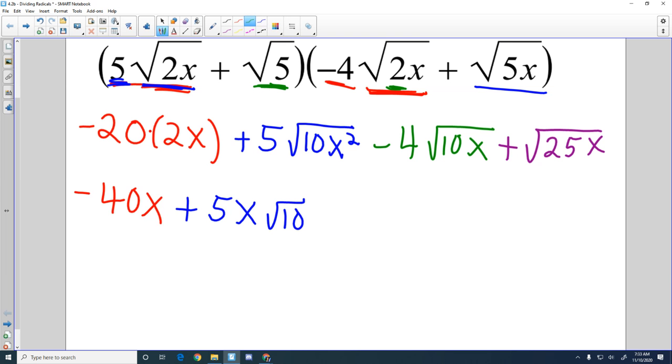That green term, the third one up there, negative 4 square root of 10x. Well, looking at that radical, I've got the square root of 10 and the square root of x. Neither of those can be broken down at all. So that one's going to stay put just like this. Negative 4 square root of 10x.